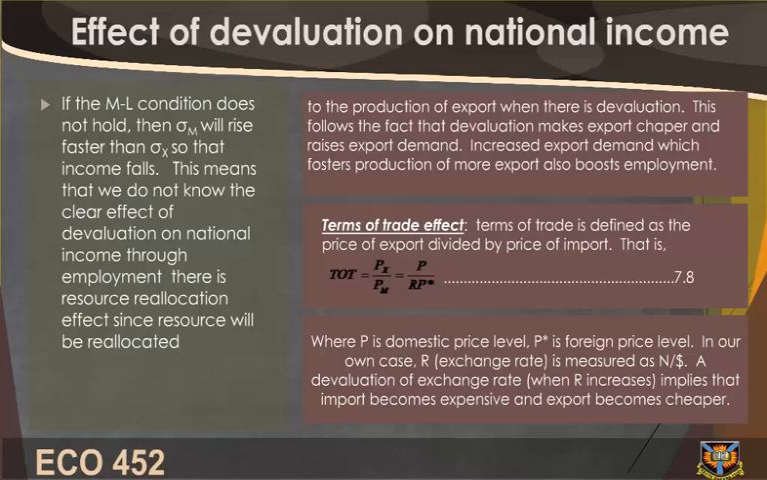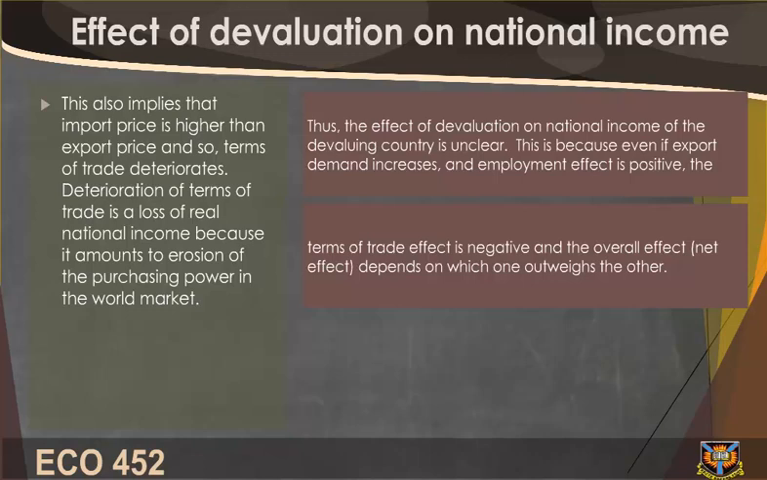Terms of trade effect. Terms of trade is defined as the price of exports divided by the price of imports. That is, where P is the domestic price level, P asterisk is the foreign price level. In our own case, our exchange rate is measured as Naira per dollar. A devaluation of the exchange rate, when R increases, implies that imports become expensive and exports become cheaper. This also implies that the import price is higher than the export price, and so terms of trade deteriorate. Deterioration of terms of trade is a loss of real national income because it amounts to erosion of the purchasing power in the world market.